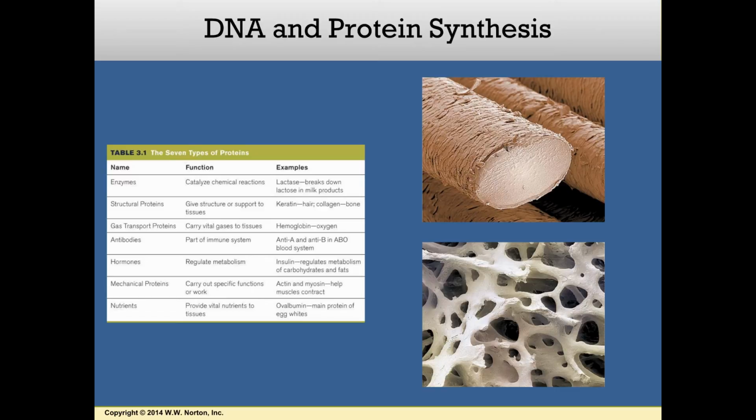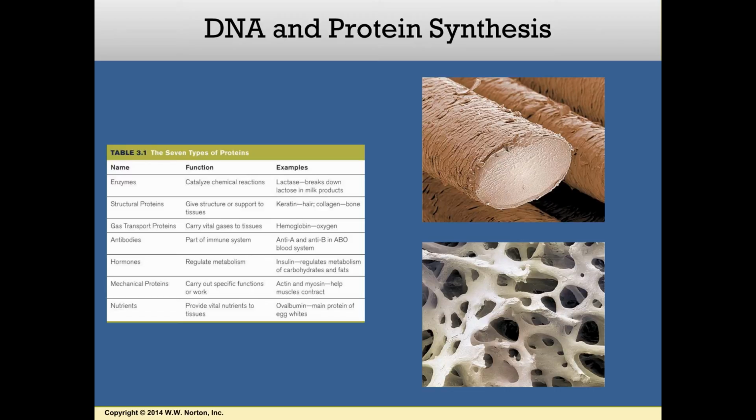There are 7 types of proteins described here. Some, called enzymes, help with chemical reactions, such as the protein lactase, which helps break down lactose, the sugar in milk. Others are structural proteins, like the keratin that makes up our hair and nails, or the collagen that helps make up bone. These are shown in this image to the right, with keratin at the top and collagen at the bottom. There are gas transport proteins like hemoglobin, which transport oxygen throughout the body.